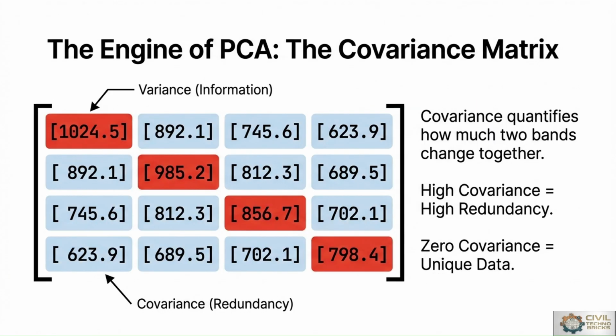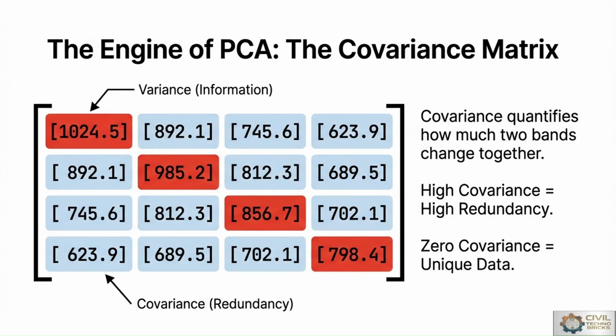So principal component analysis on the basis of covariance matrix. Here we see the variance, that is the information, and covariance, that is the redundancy. So the two phenomena, information and redundancy, are studied on the basis of variance and covariance technique. The covariance matrix measures how spectral bands vary together. High covariance indicates redundancy, meaning bands contain similar information. Low or zero covariance indicates unique information from a band.